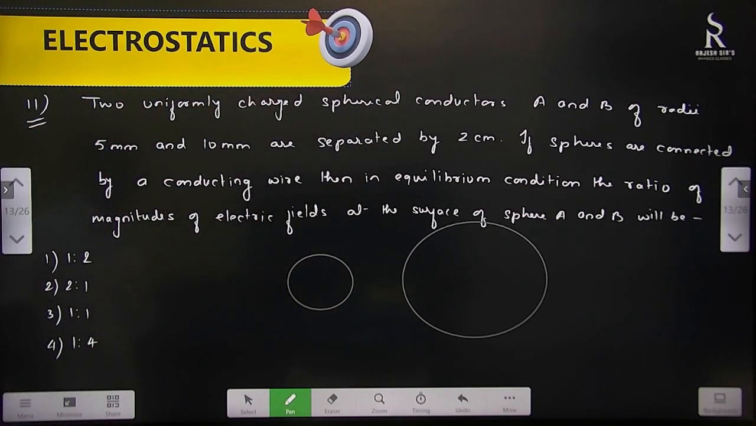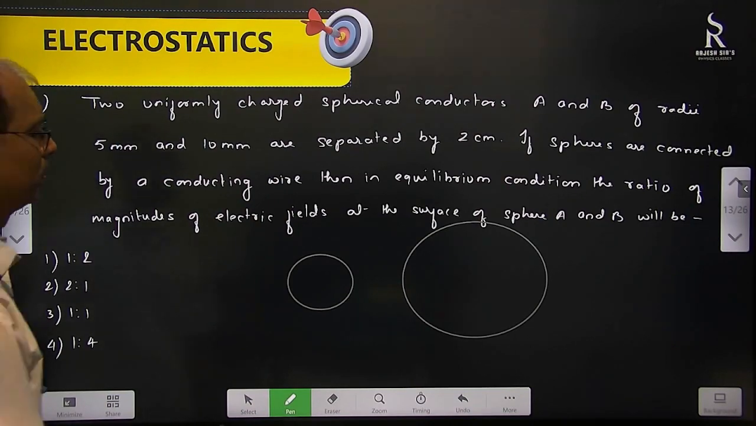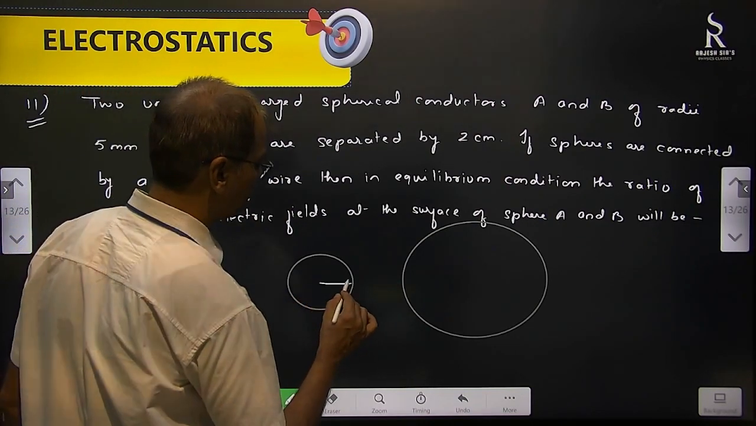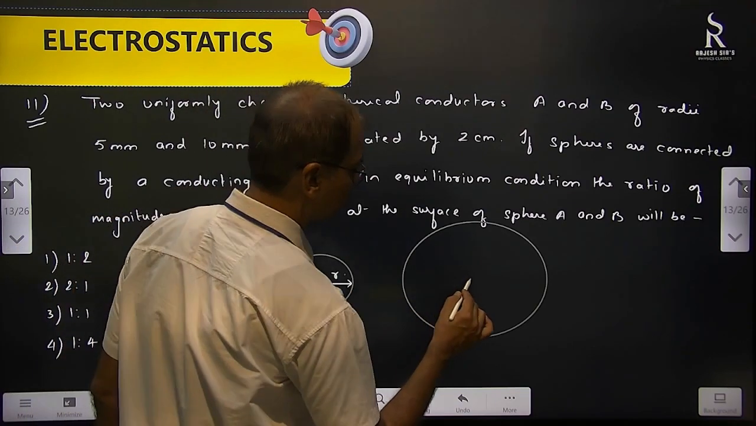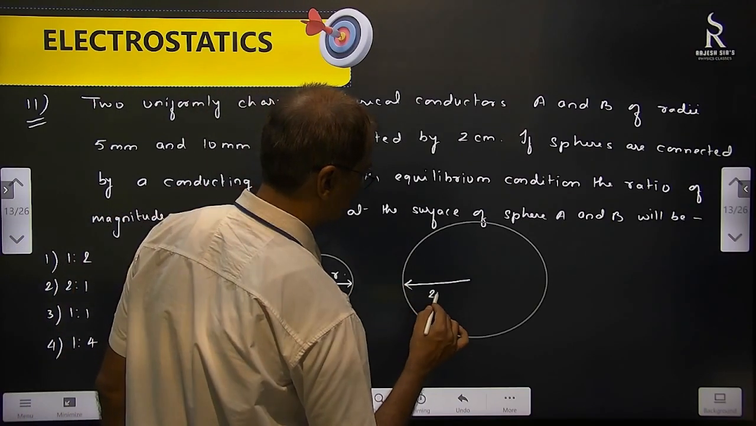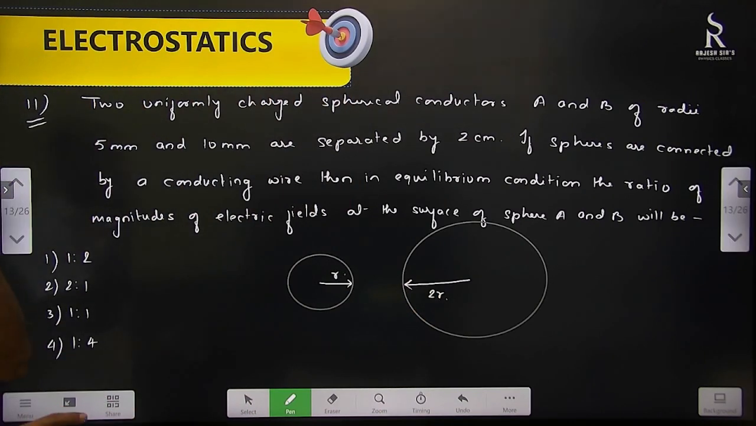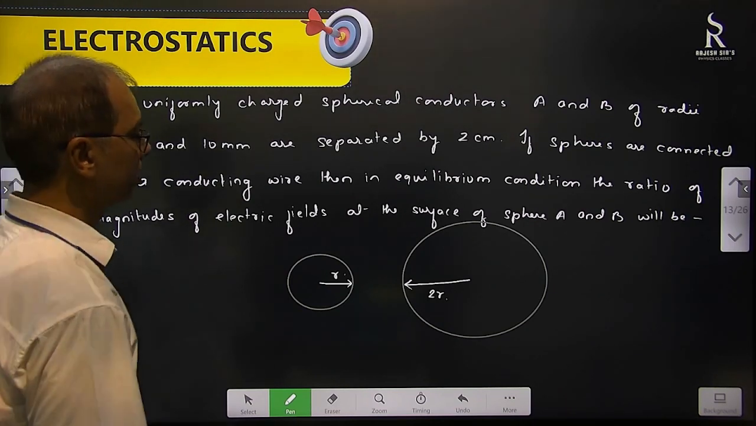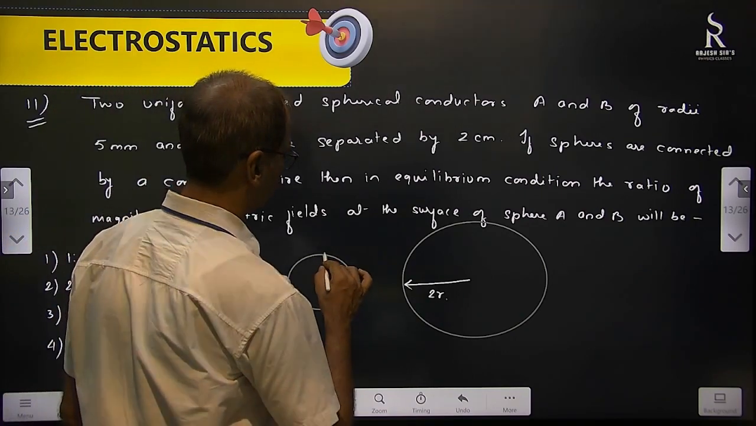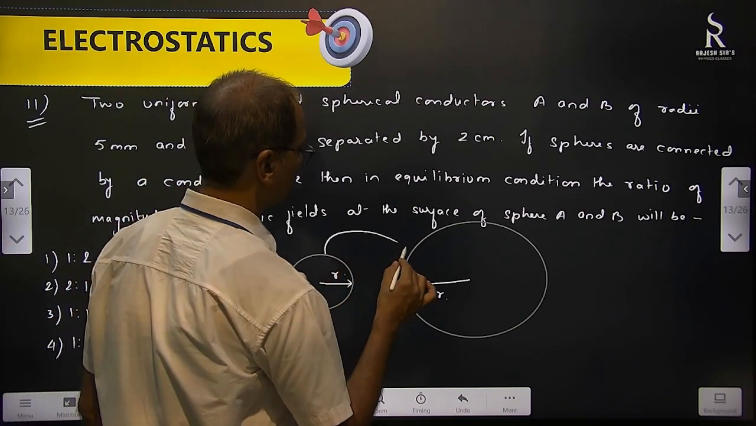So one is small, another one is big. The radius of one is 5 mm, another one's radius is 10 mm. So the radius of this is r, let's say, and radius of this is 2r. Two uniformly charged spheres A and B of these radii are separated by 2 centimeters. The spheres are connected by a conducting wire. We connected them with a conducting wire.